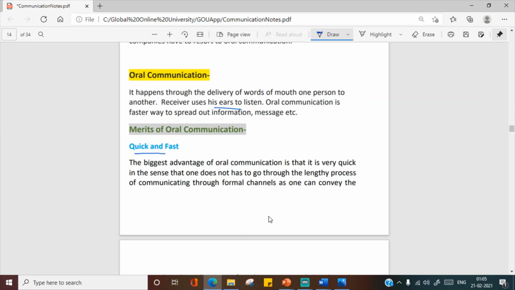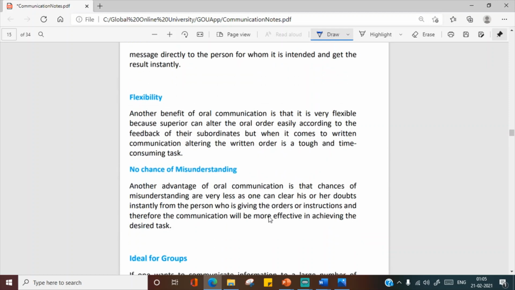Obviously, there is no delay. Directly you are saying to the other person in front of the face or over the phone, which makes it very quick. Flexible, as in you can change things as you want. So that is very flexible because a superior can alter the oral order easily according to feedback of their subordinates.